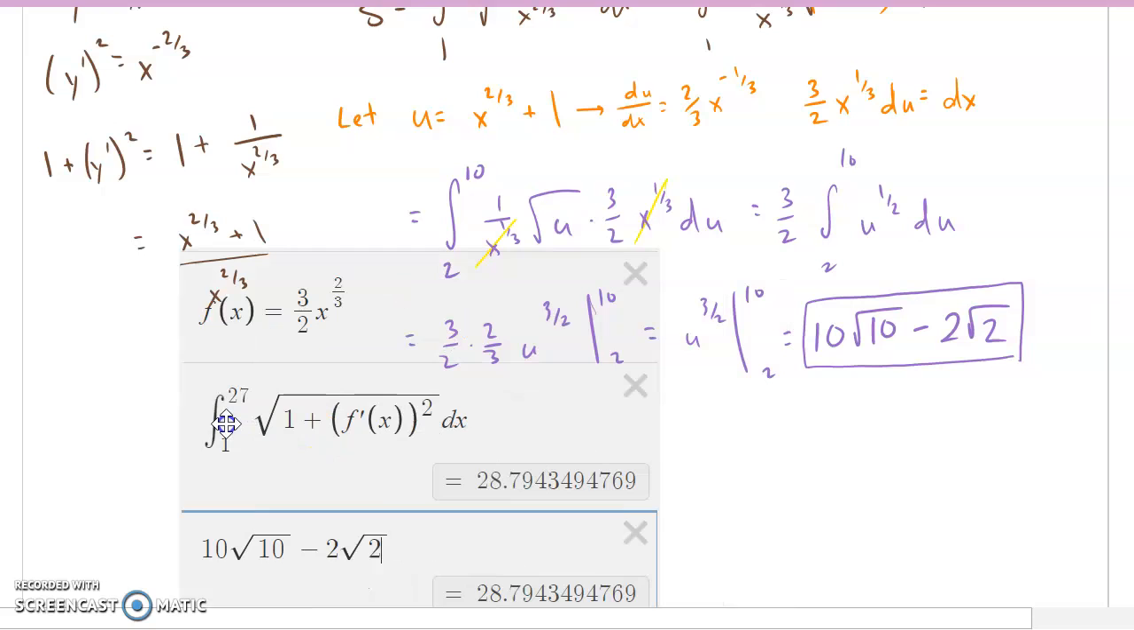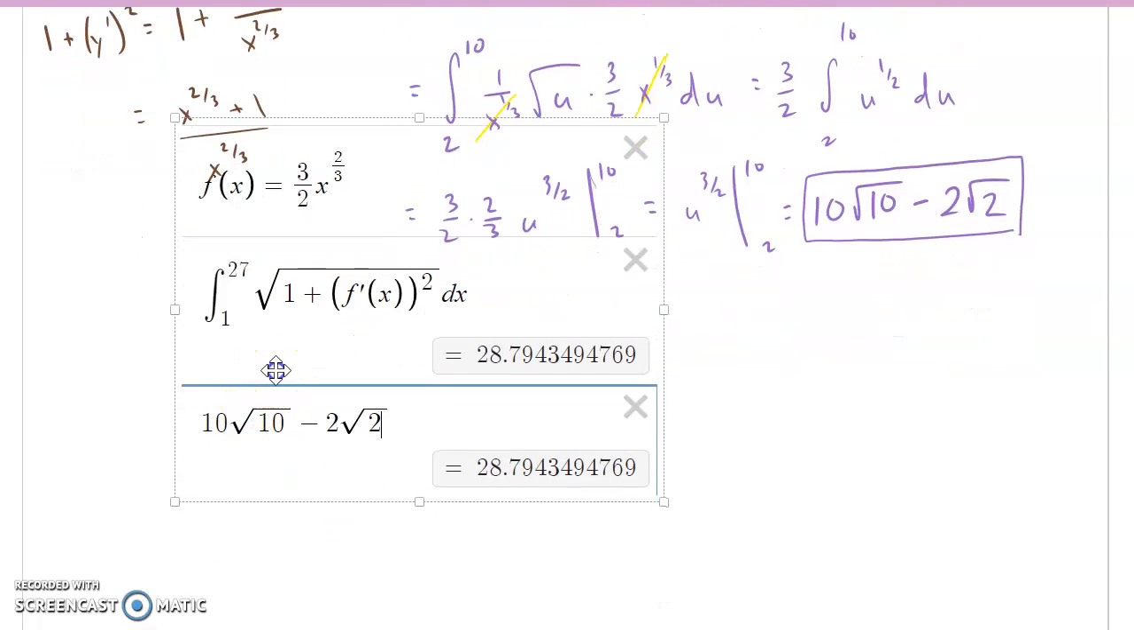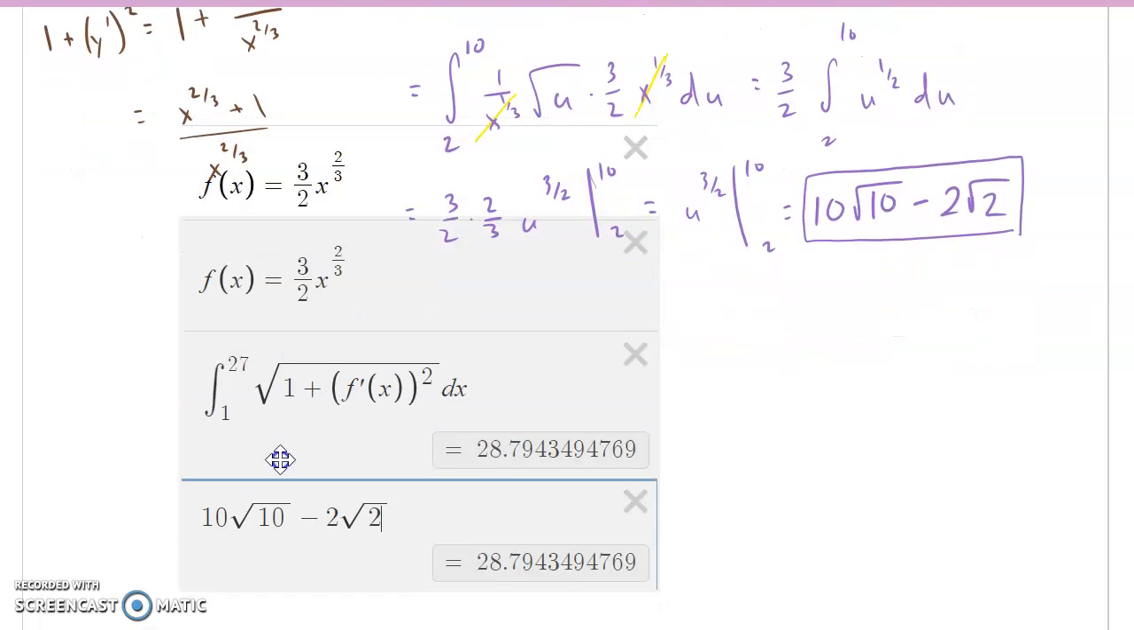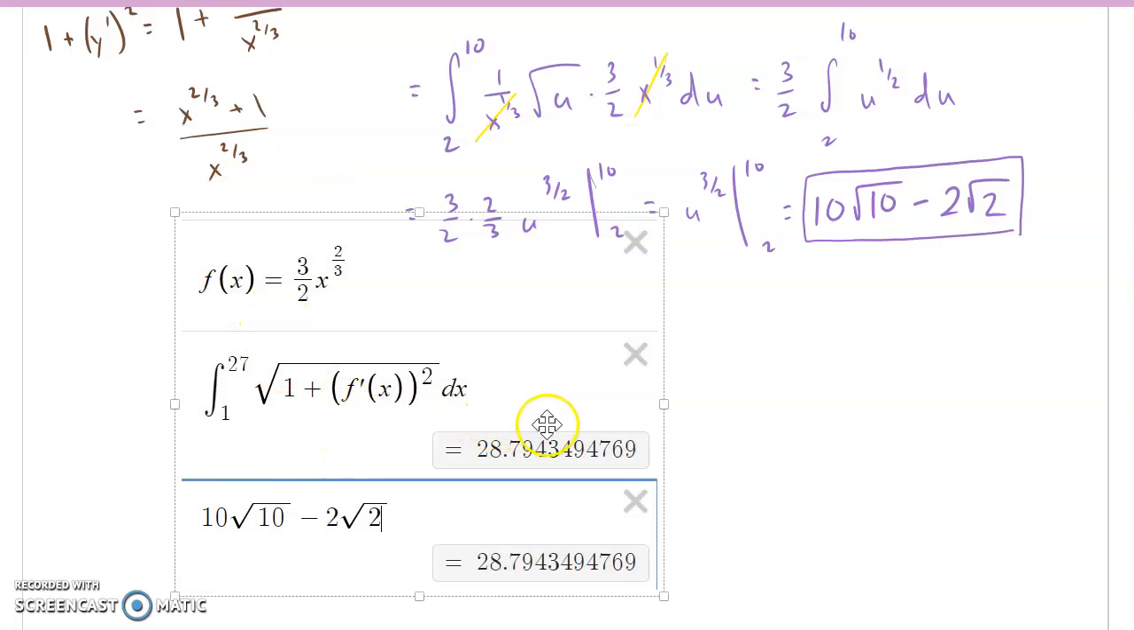Let's scroll down so there's not an overlap of stuff so we can read it a little bit better. It gives us the decimal version, but then if we type in our exact answer, we see that it gives us the same decimal answer. So that seems pretty good.